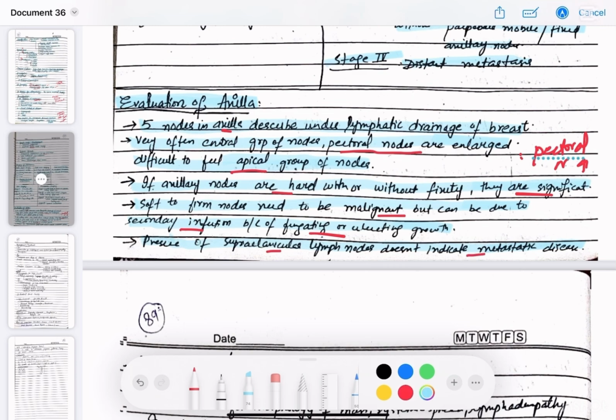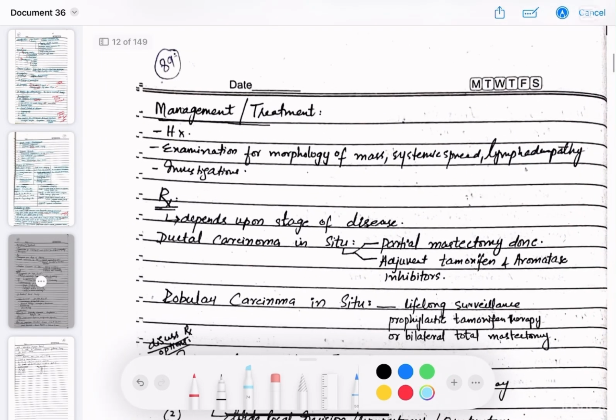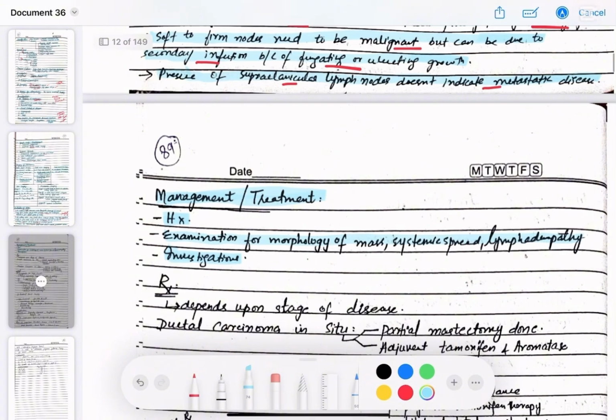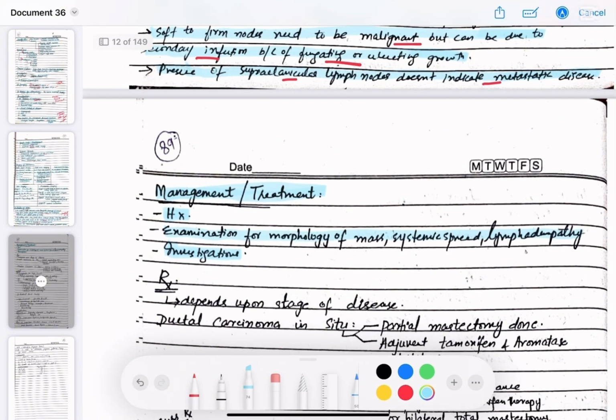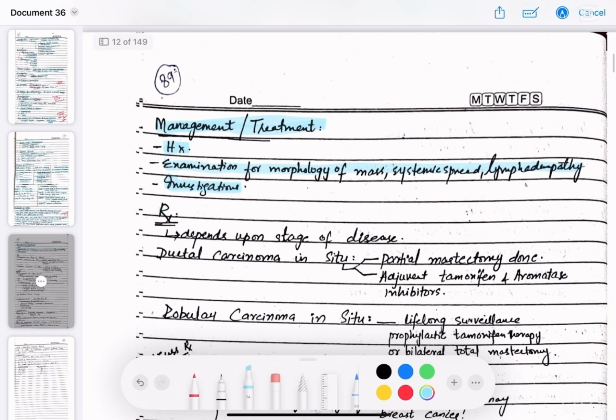Now the management or treatment. First of all, the history of the patient is taken, then examination for the morphology of the mass, systemic spread and lymphadenopathy is done, and investigations are done. Now the treatment options. Treatment depends upon the stage of the disease.